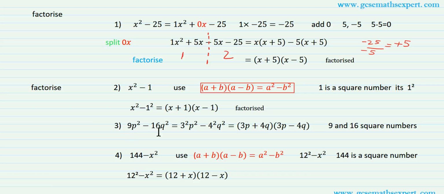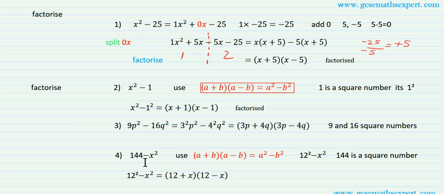9p squared minus 16q squared. 9 and 16 are square numbers. Their square roots are 3 and 4. So you write it in this form: 3 squared times p squared minus 4 squared times q squared. That is equal to, right, this is 1 squared, take away another square, like this. Difference of two squares. So we write it like this. So this will be 3p plus 4q, one bracket, times 3p minus 4q. So it's factorized.